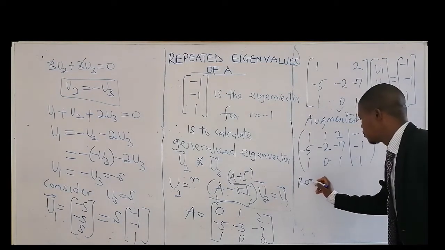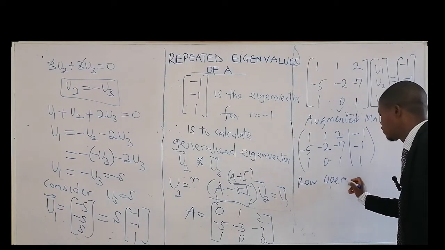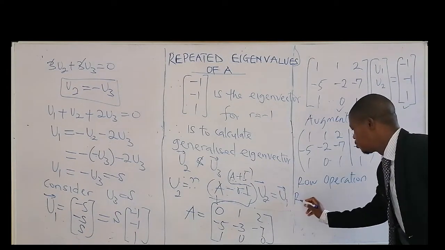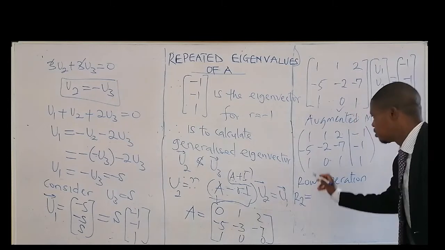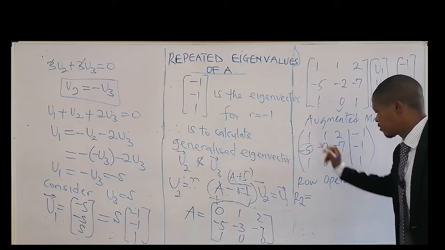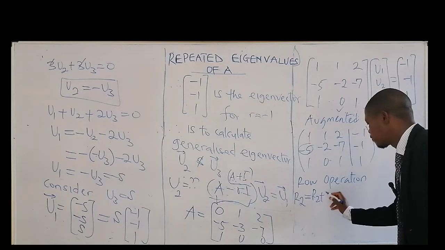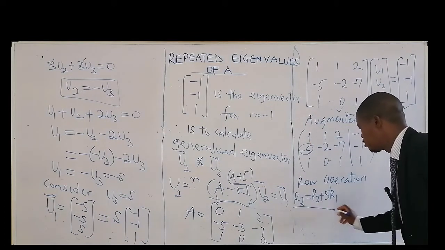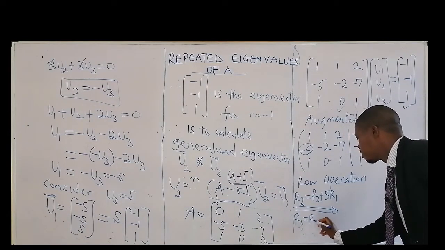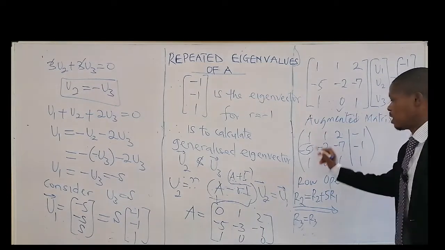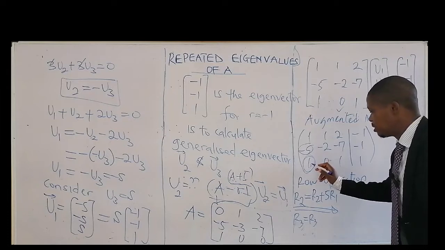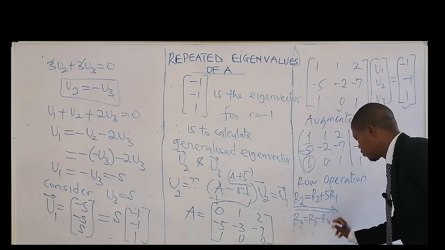So row operation. Row 2 is equal to, this is minus 5. I want to make this 0, so this is times 5. Row 2 plus 5 times row 1. What about row 3? Row 3, this is 1, and our target is to have this place be 0. So that will be this minus this: row 3 minus row 1.